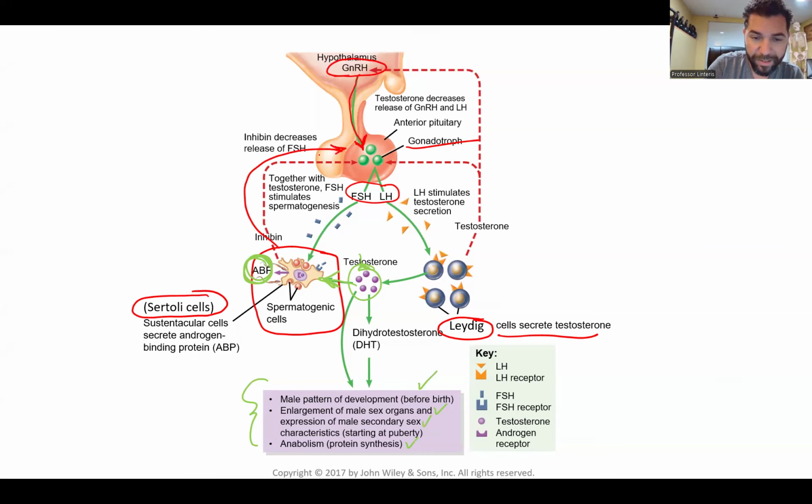Once you have enough sperm, we send a message like, yo, we're good. Once you have enough testosterone, yo, we're good. Negative feedback on the hypothalamus. Stop releasing GnRH. Levels of FSH and LH go down. Life's good. That's negative feedback control.